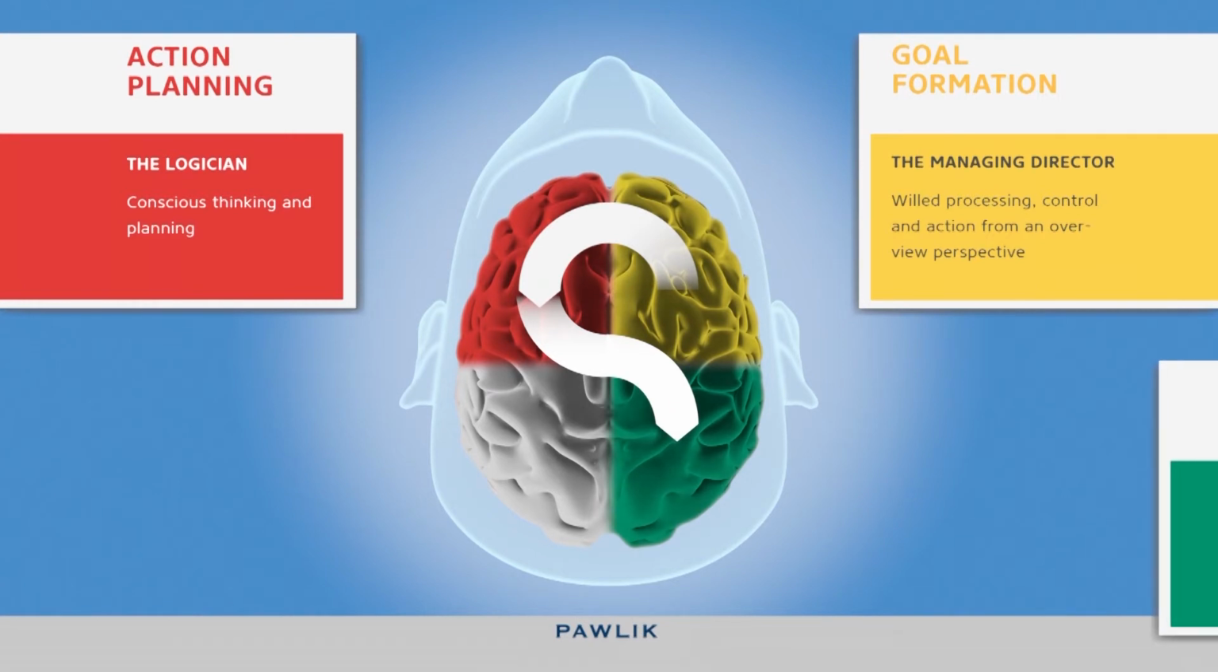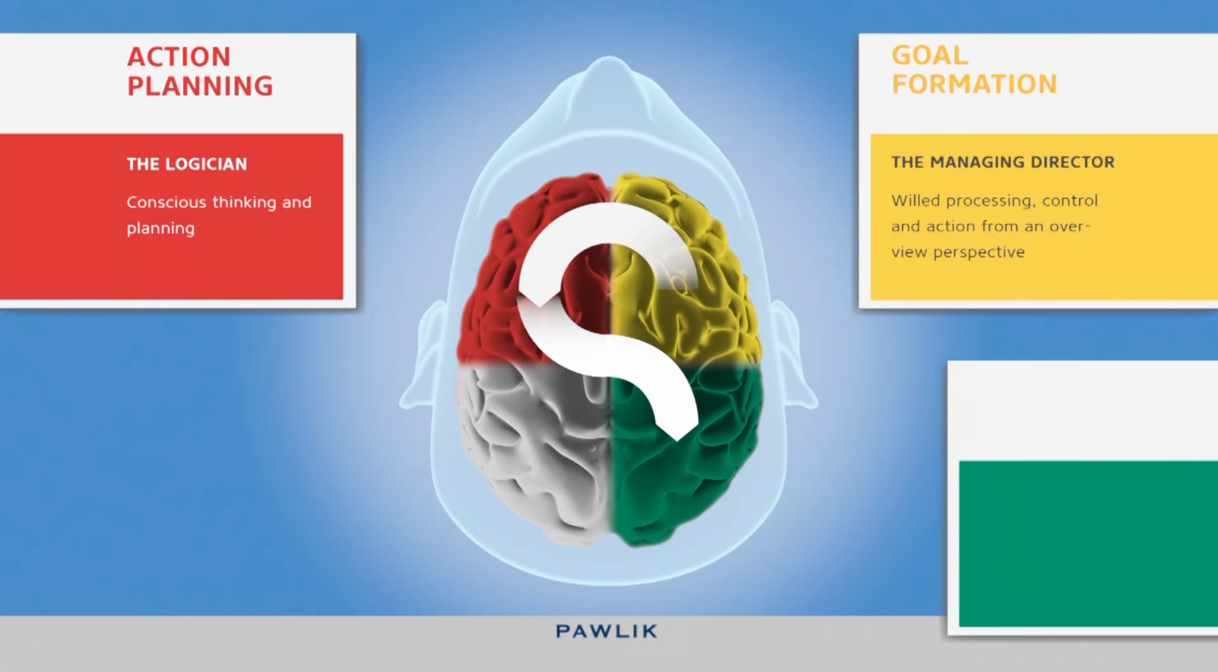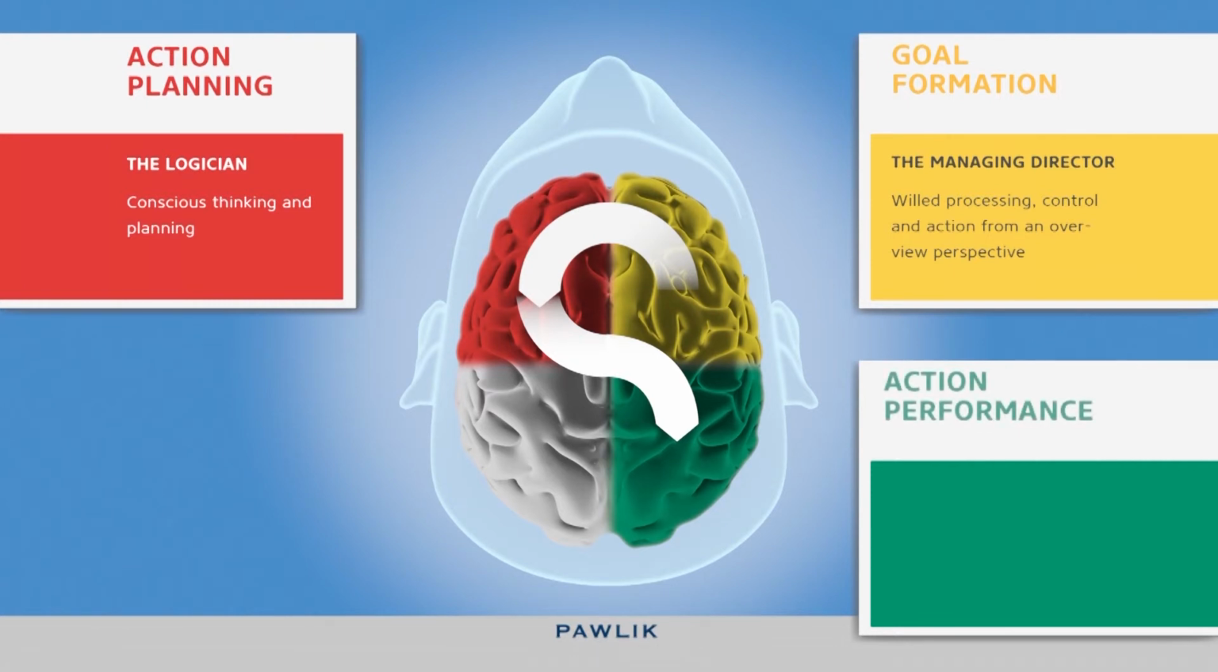Over time, any plans devised by the logician that are frequently put into practice by the spontaneous doer will be automated and can then largely be performed automatically and no longer require complex planning. Learning to drive a car is a good example.